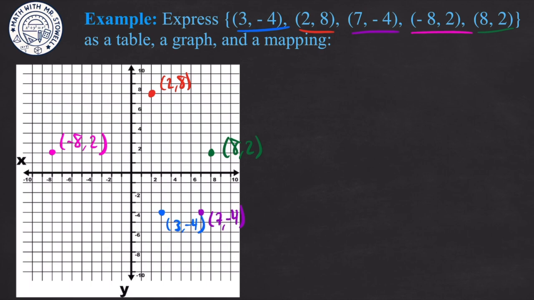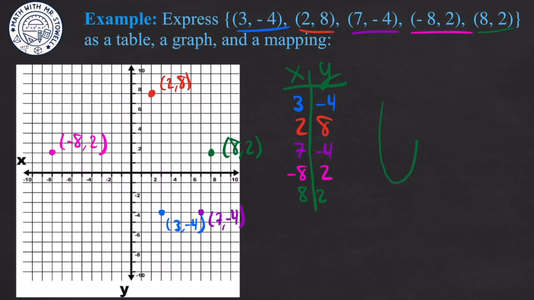Well, let's do the table. The table is real easy. All we have to do is find our x's and our y's. X is 3, we go to negative 4. X is 2, we go to 8. X is 7, we go to negative 4. X is negative 8, we go to 2. And x is 8, we go to 2. That's this represented as a table. Easy enough. Last part, the mapping.